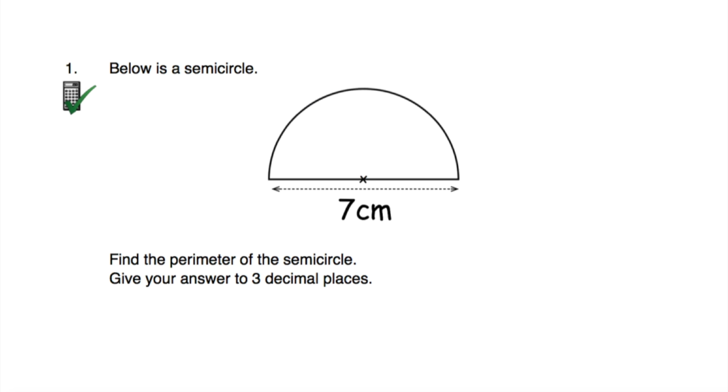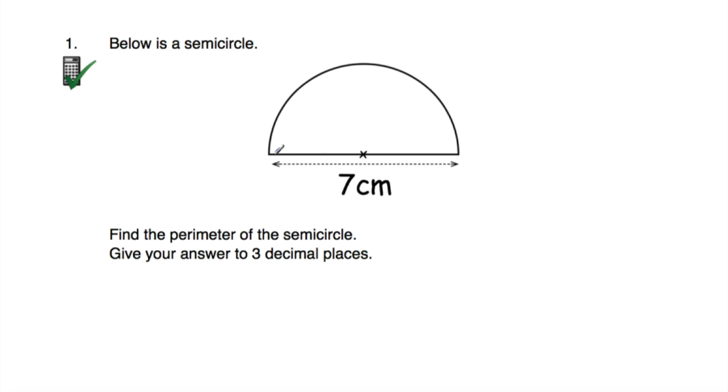So question number 1. Here we've got a semicircle with a diameter of 7 centimeters, and we've been asked to find the perimeter of the semicircle and to give your answer to 3 decimal places. It's a calculator question. First, let's find the circumference of the whole circle. Let's pretend it's a whole circle, and to get the circumference we use circumference equals pi times diameter. So we do pi multiplied by the diameter, which is 7. That'll be the circumference of the whole circle.